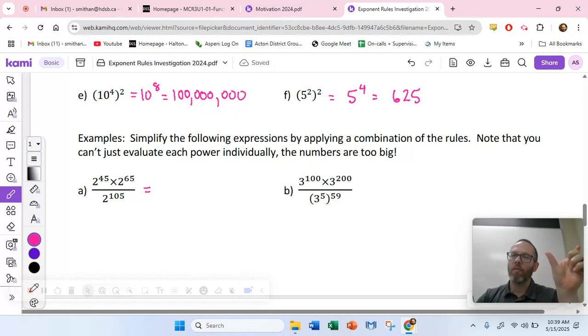We need to add those exponents on top because we're multiplying two powers. I don't need you to show me 45 and 65. We're not in grade school. I know you guys can do that on a calculator or with mental math. It's 110.